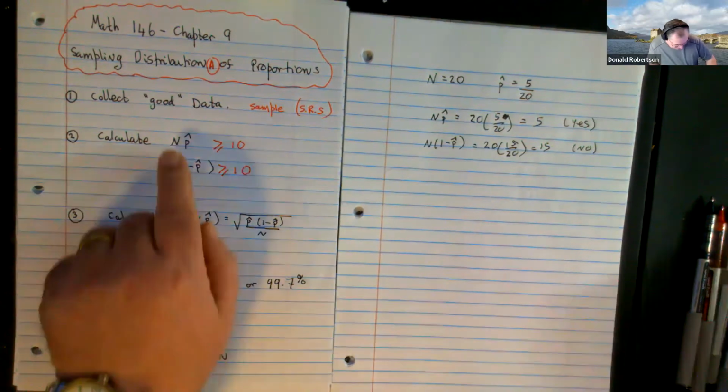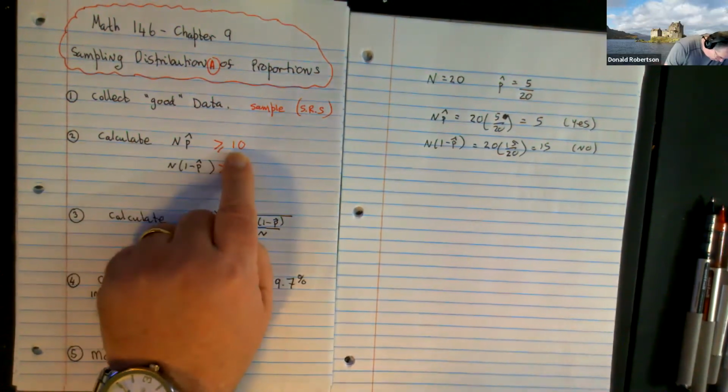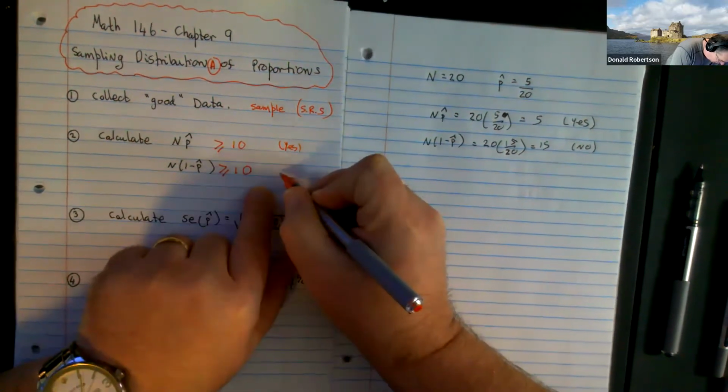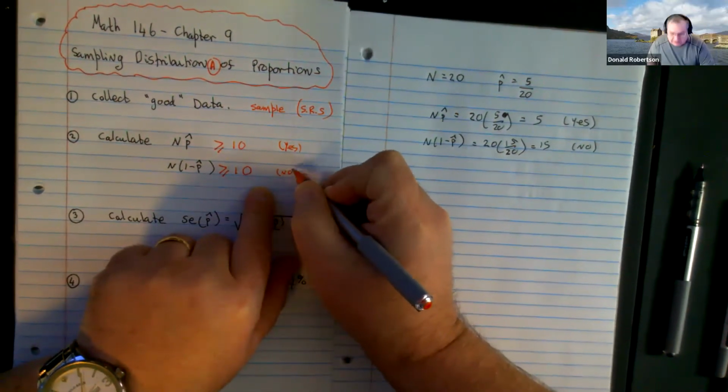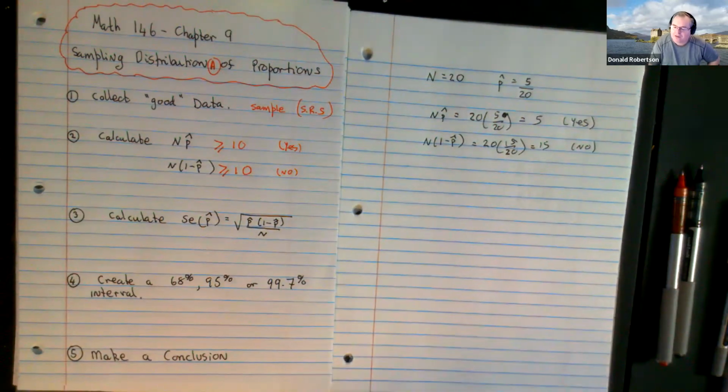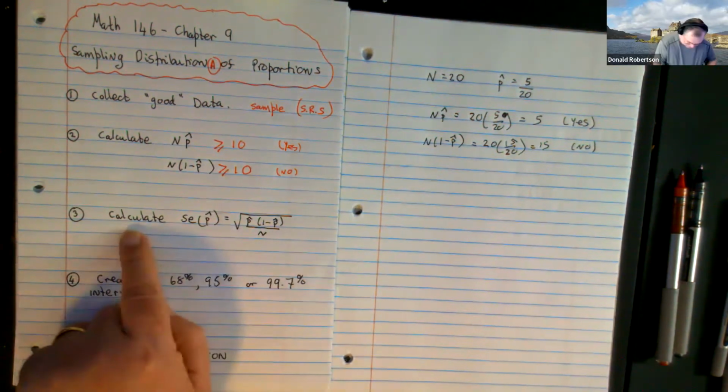So n p hat is essentially the number in your sample who said yes, and n times 1 minus p hat is no. So it has to be at least 10 people in both groups, or you stop right there and say, we cannot do this analysis, right? We're not going to do it because we know it's not really accurate. So you get by that, and then you calculate this.